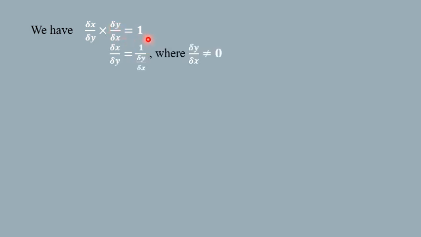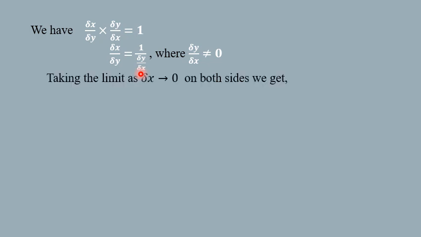So this can be written as delta x upon delta y is equal to 1 upon delta y upon delta x, but for that delta y upon delta x should be not equal to 0. Okay, so these are nothing but incremental ratios, and the limit of an incremental ratio is nothing but a derivative. So taking the limit as delta x tends to 0 on both sides, we get on the left hand side limit delta x tends to 0 delta x upon delta y, and on the right hand side we get limit delta x tends to 0 1 upon delta y upon delta x.